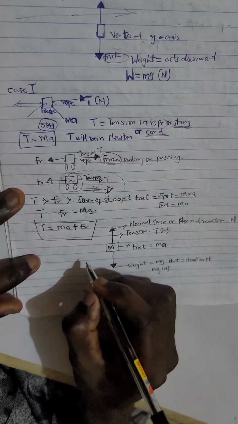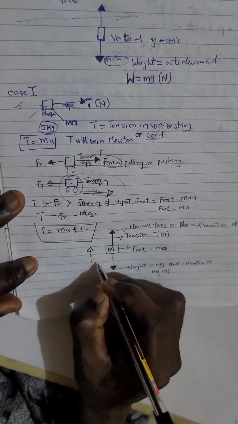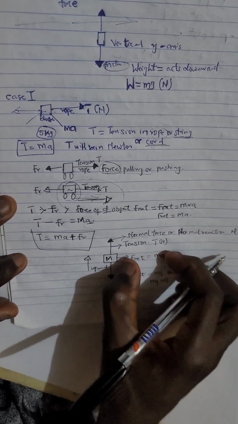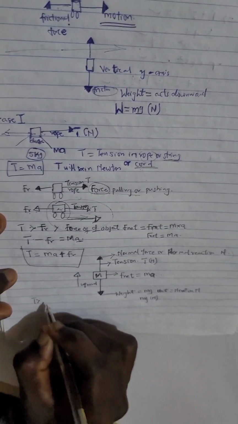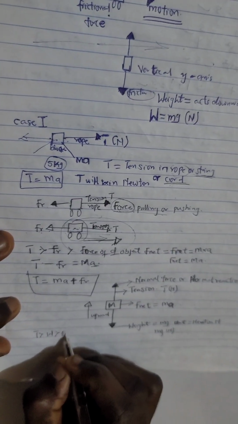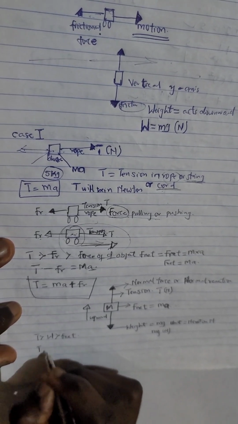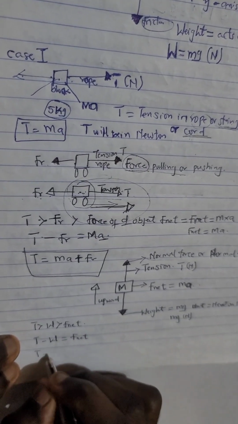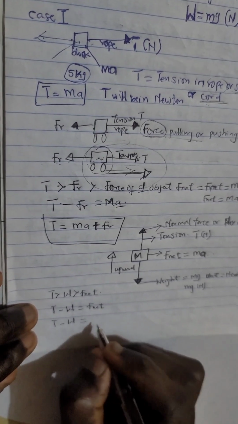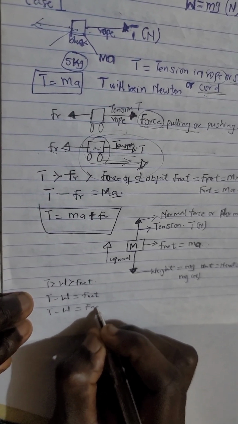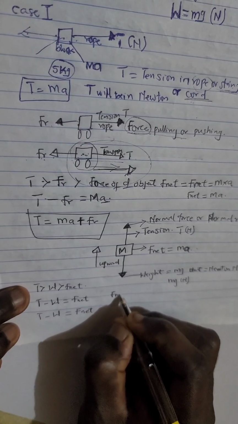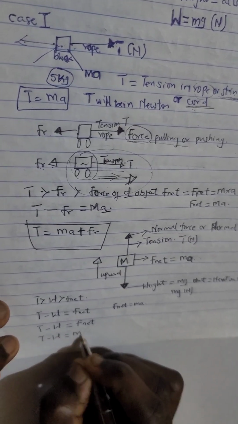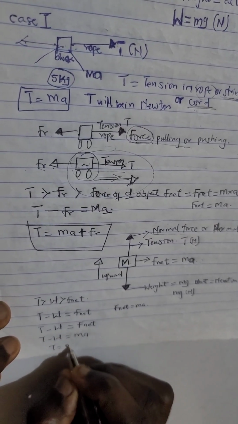The moment this object goes upward, it means that the tension is greater than the weight. So the tension T is greater than the weight, and it's greater than the net force. It means that T minus the weight must be equal to the net force. So T minus W equals F net. And we note our F net here is MA. So this one will now be T minus W equals MA. So here T will be equal to MA plus W.